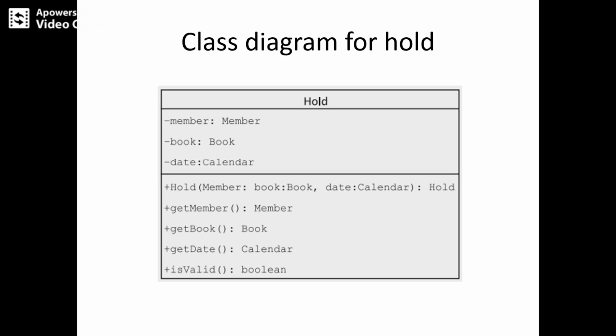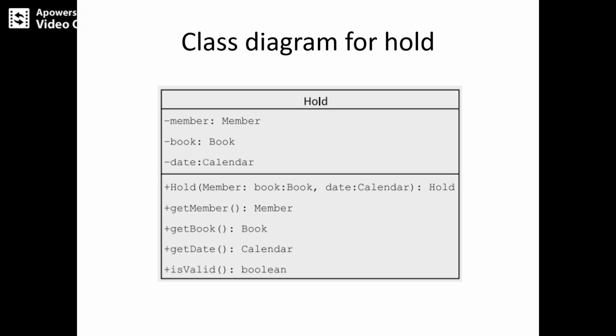This is the class diagram for Hold. The top row we can take as the class name, that is Hold, followed by the attributes. Member, the return type is Member. Book, the return type is Book. Date, the return type is Calendar, followed by the respective methods in the Hold class. Hold, member, book, date, calendar. So it is of type Hold.